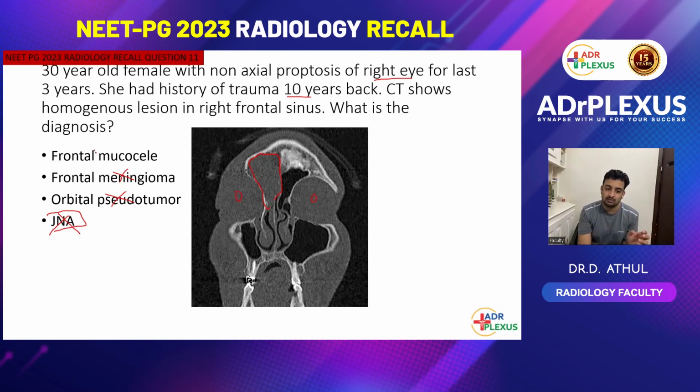So the only possible thing is frontal mucocele. So this is a case of frontal mucocele. This frontal mucocele can exert mass effect on the globe. It can cause proptosis. This is a difficult question, but you can get it right by excluding. You can tell that meningioma won't arise from the frontal sinus. Orbital pseudotumors will be seen within the orbit. JNA will come from the nasopharynx. If you rule out each of the other options, we will be able to derive an answer.